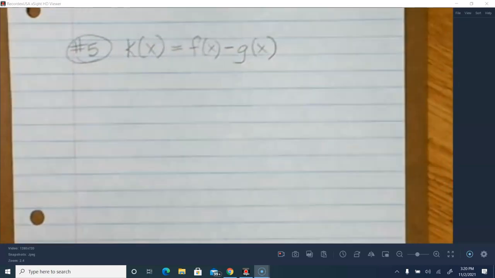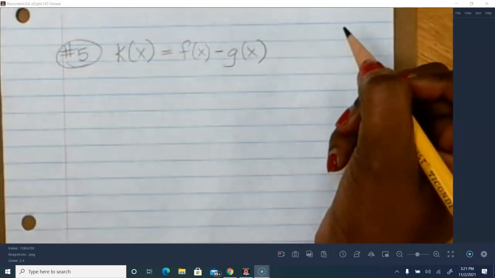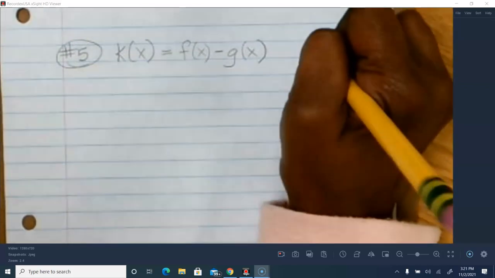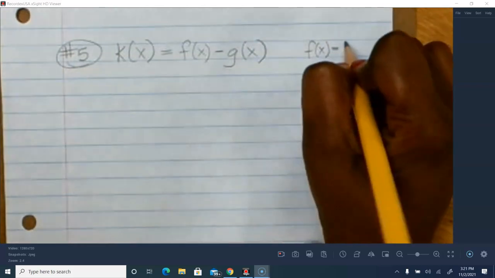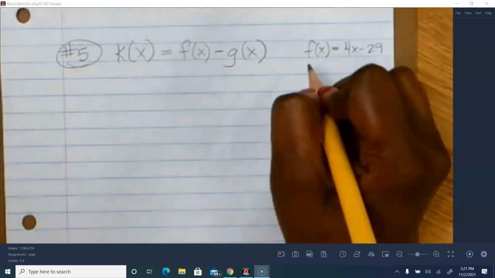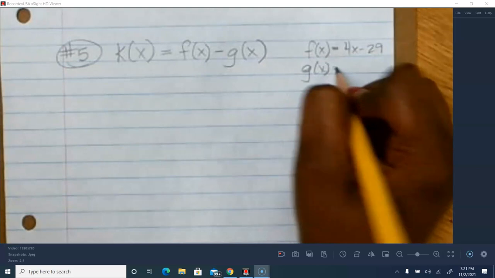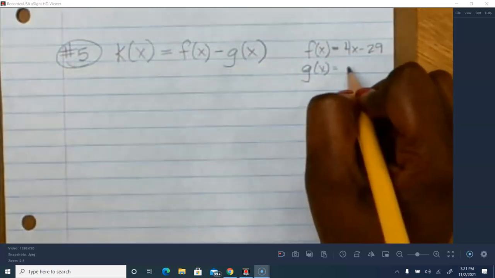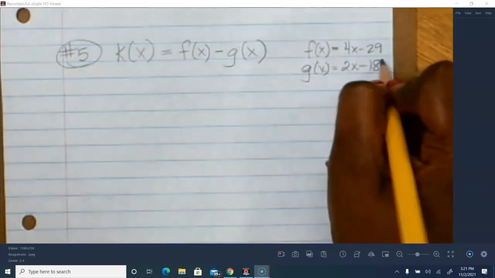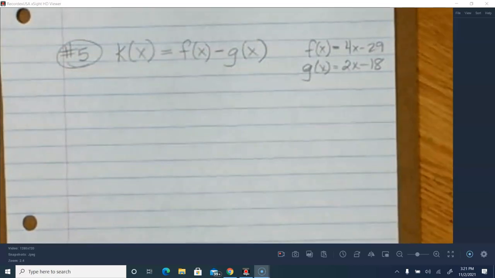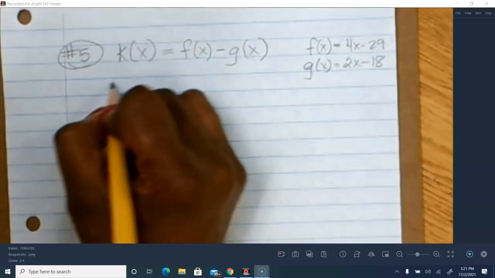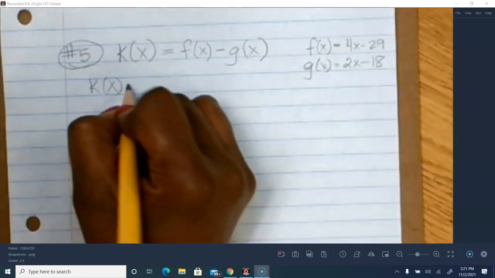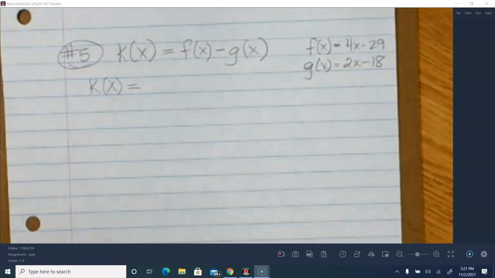All right. And now I'm going to go ahead and write down what I've been given. So I know that f of x is equal to 4x minus 29. And I know that g of x is equal to 2x minus 18. So I am going to plug these in. So k of x is equal to, remember, structure is very important. We want to keep everything lined up nice and neat.